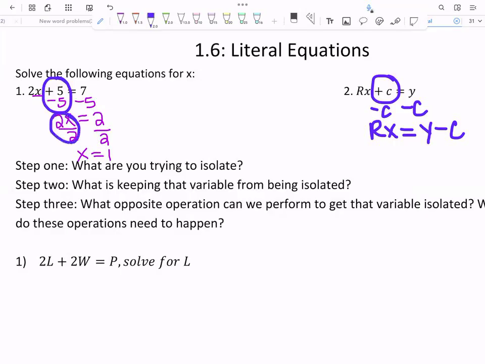Then we're trying to get rid of the 2. Since it was 2 times x, we divided by 2. Over here, we have r times x, so we're going to divide by r. So x is y minus c over r.